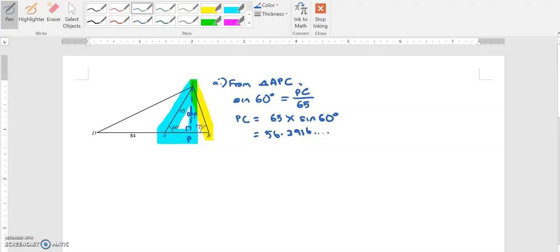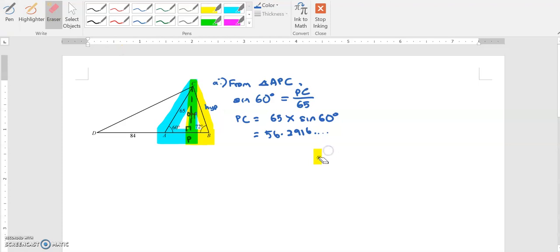I'm not going to round the answer off since that's not my final answer. I'm going to make sure that I don't keep rounding off every single working step and then end up with a super rounded off answer. So let's keep PC in its original state of 56.2916 and go calculate BC now. If I go back and look at my yellow triangle, I now know PC. With reference to the one and only angle there, 72, PC is the opposite. And since BC is the one that I want to find, BC is the hypotenuse.